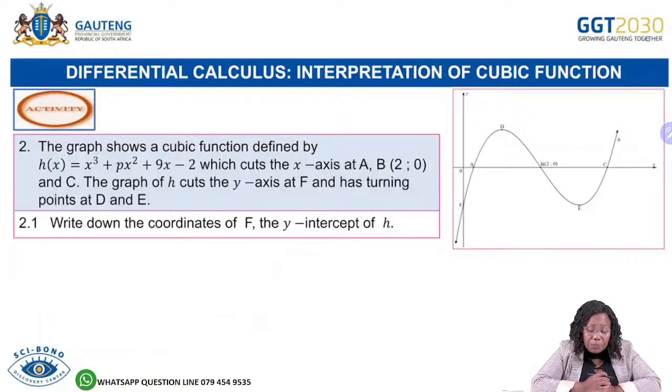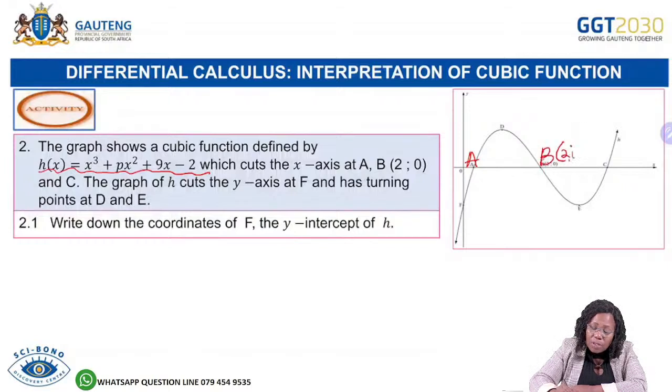And then now let's interpret a cubic function. Remember, we are sketching and analyzing questions based on the given formula. Here we are given a graph. The graph shows a cubic function defined by h of x is equal to x cubed plus px squared plus 9x minus 2. And then it cuts the x-axis at A, and then B here with coordinates 2 and 0.